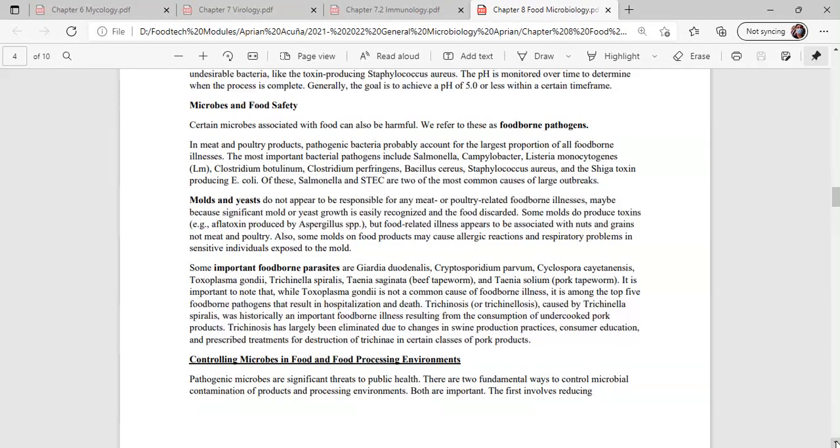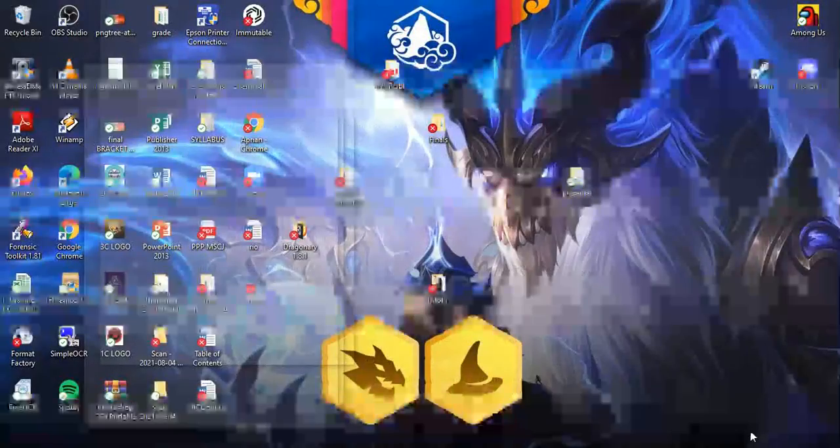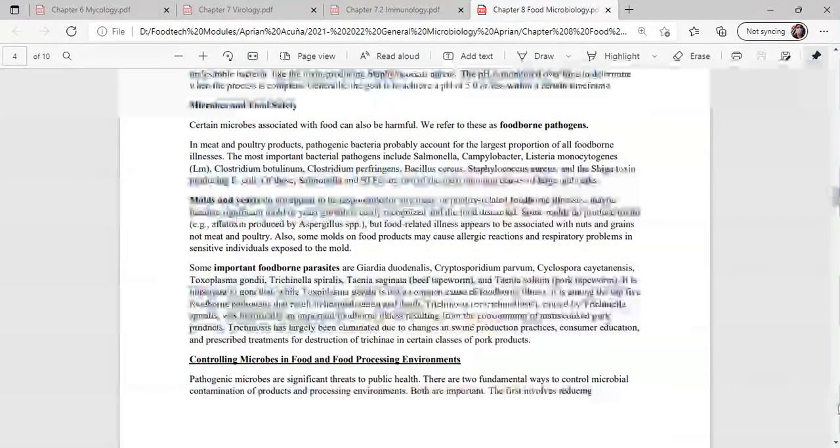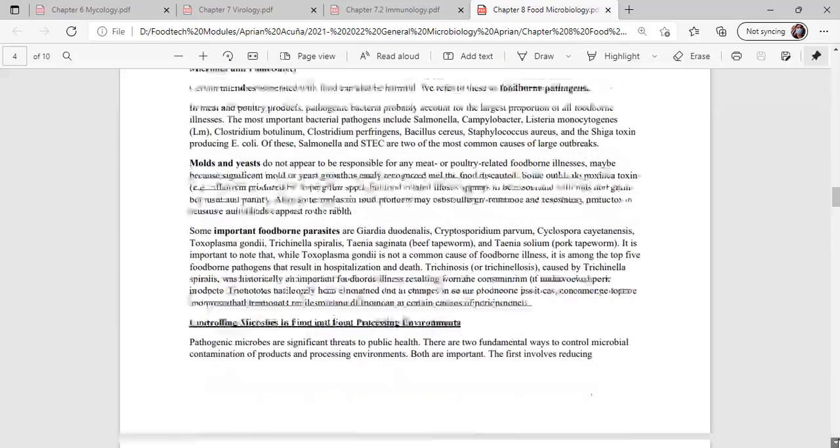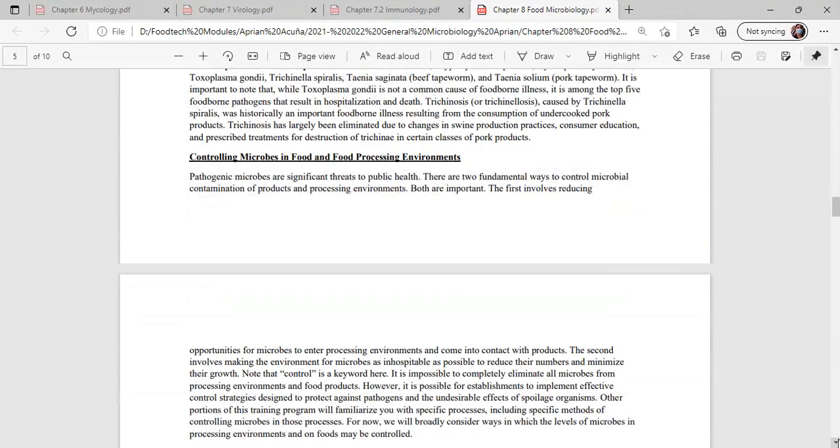Your Trichinella, or trichinosis, caused by your Trichinella spiralis, is historically an important foodborne illness resulting from consumption of undercooked or raw pork. And your trichinosis has largely been eliminated due to changes in your swine production practices. Also, consumer education emphasizes that meat products should be well-cooked, along with prescribed treatment for destruction of Trichinella in certain food products.